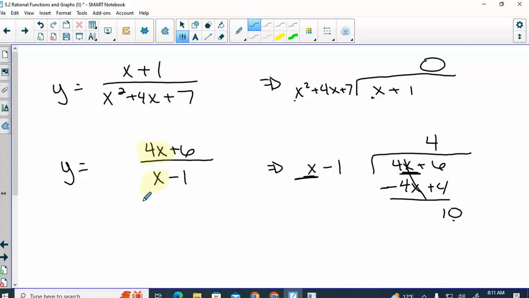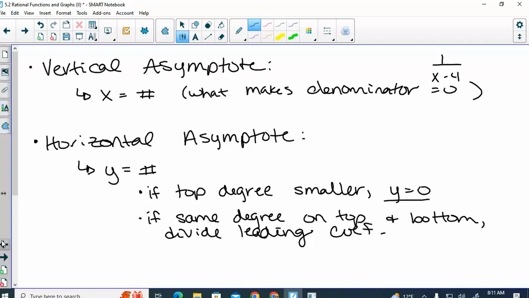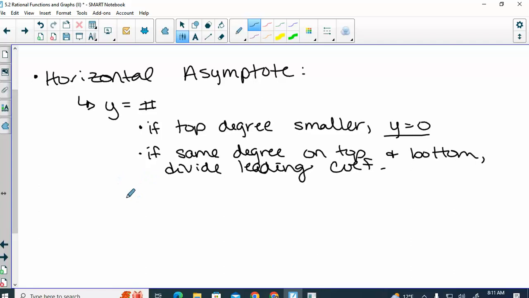So all of these relate back to long division. If you have to do long division, fine, or you can remember the rules. If the top degree is smaller, it will always be 0 because you can't divide them. If they have the same degree, all you could do is divide your leading coefficients. When the top degree is bigger, there is no horizontal asymptote.